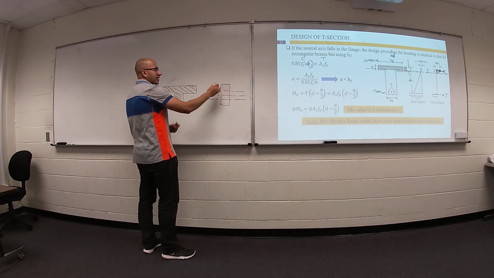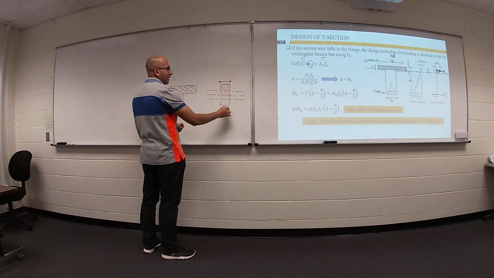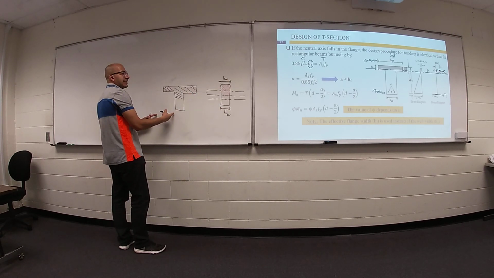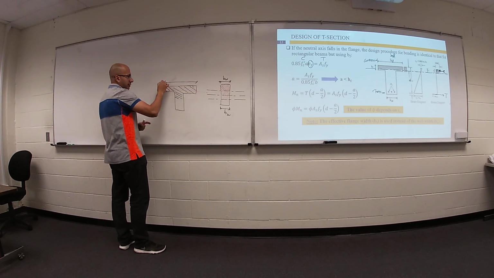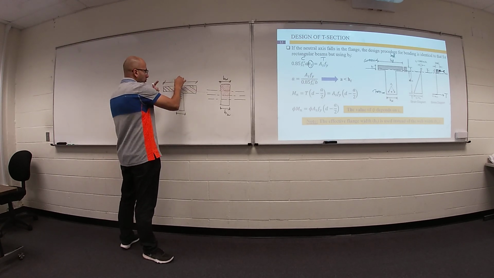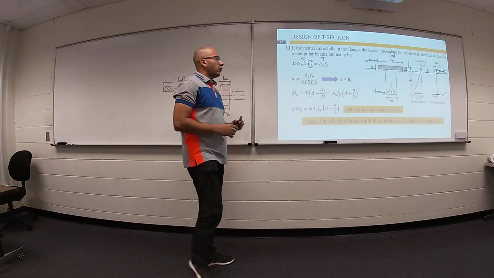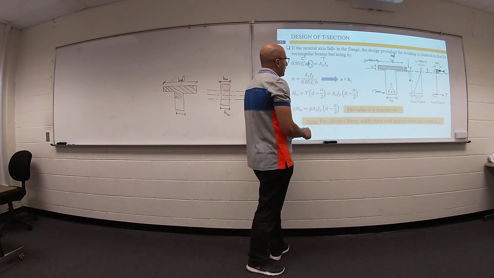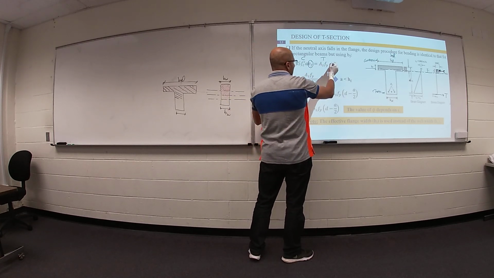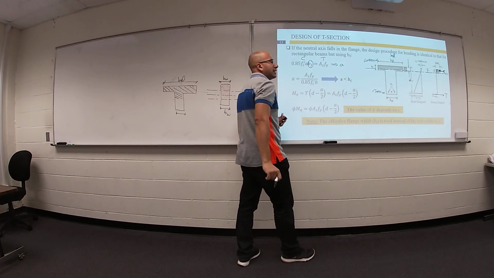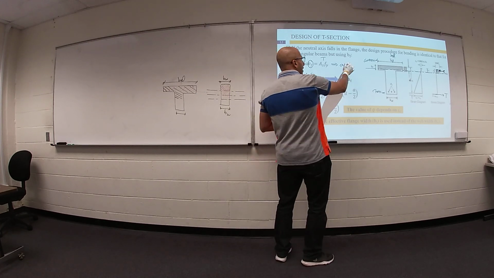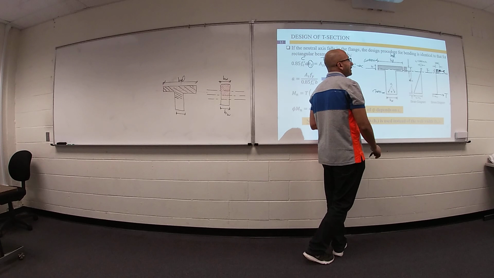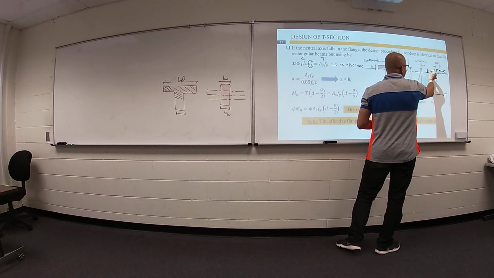In rectangular section, this width is the same like this width. But in T section, this width not the same like this one. So we are using B effective or B flange. Both of them are equal. The only unknown is your distance A. I can figure out what is the distance A. A equal beta 1 times C. I can figure out what is the distance C, your neutral axis depth.